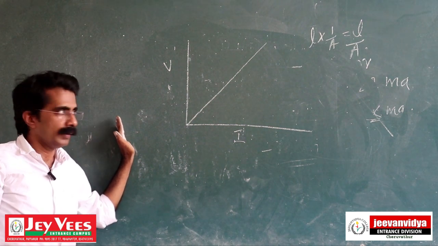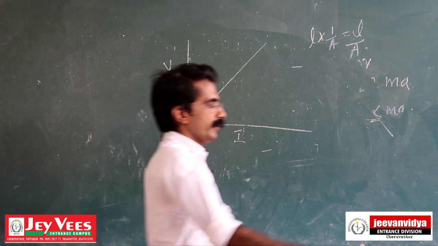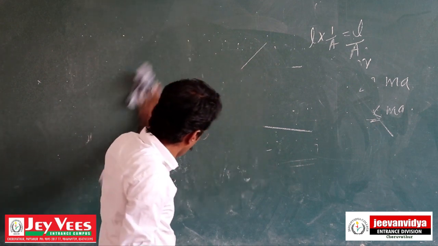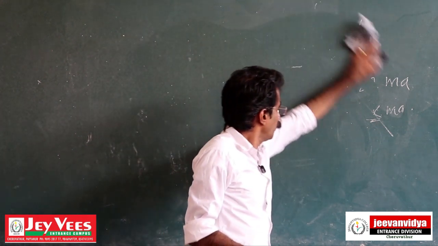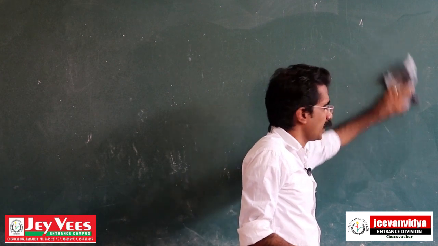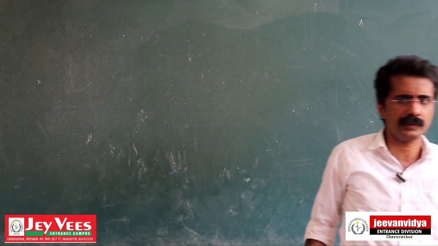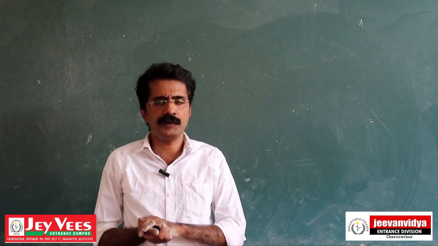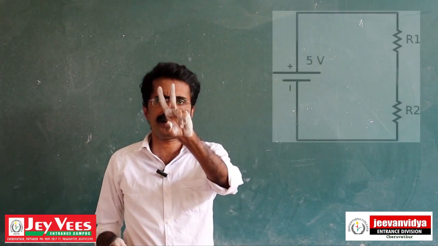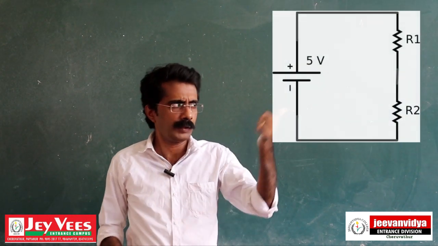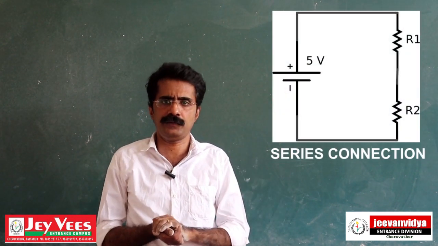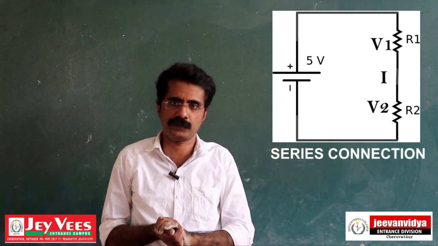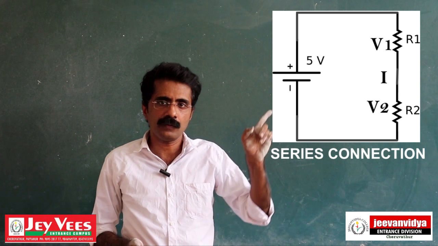Okay. Then next, there are two ways of connecting resistors. First one, series connection, and second, parallel connection. First of all, series connection. The two resistors are connected in series. The same current I flows through all resistors.